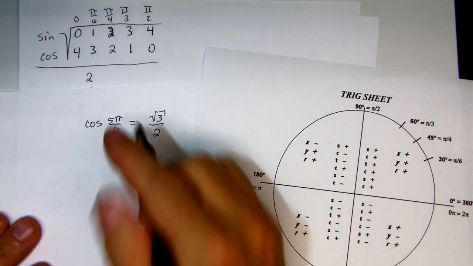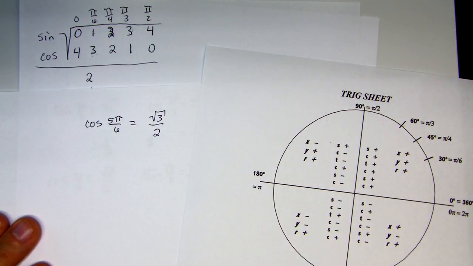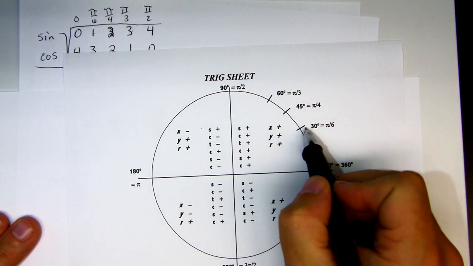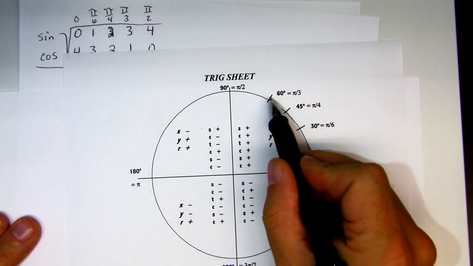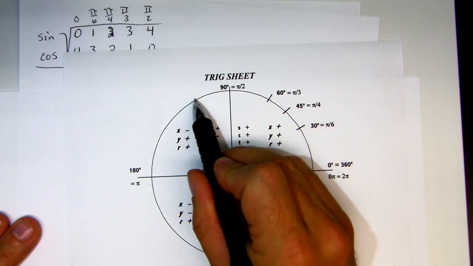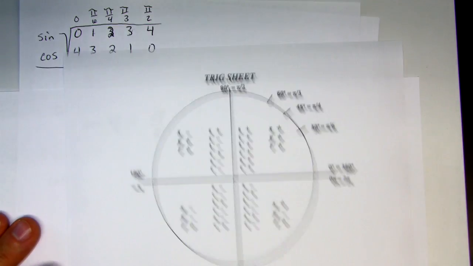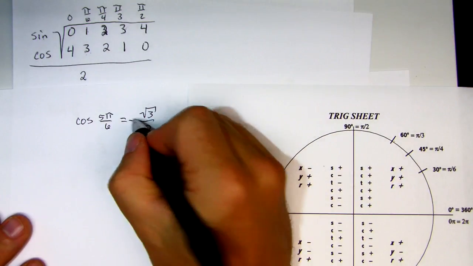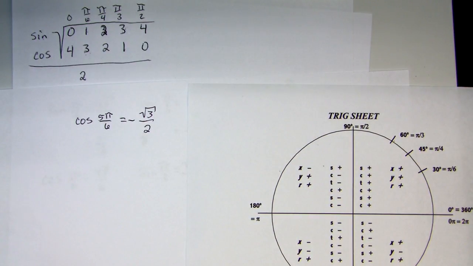And then I need to figure out what quadrant 5 pi over 6 is in. So we look here. We have 1 pi over 6. This would be 2 pi over 6. This would be 3, 4, 5. That would be right here. That's in quadrant 2. And cosine is negative in quadrant 2. So we have negative radical 3 over 2.